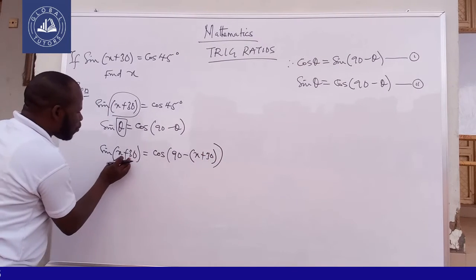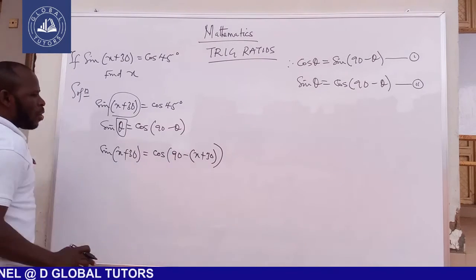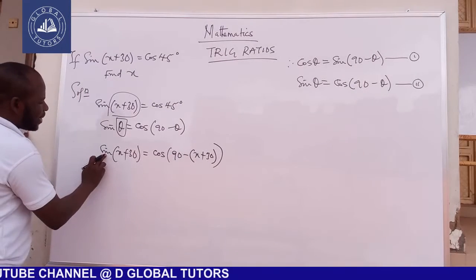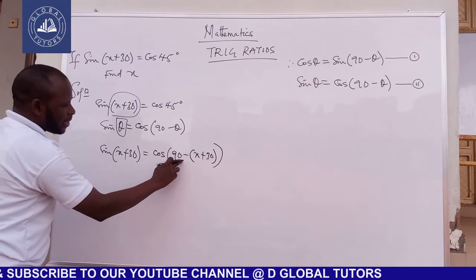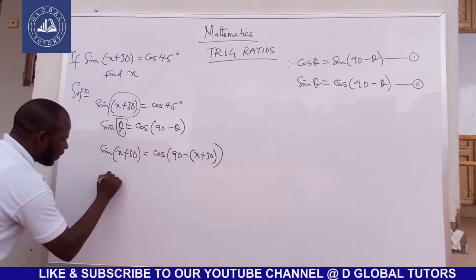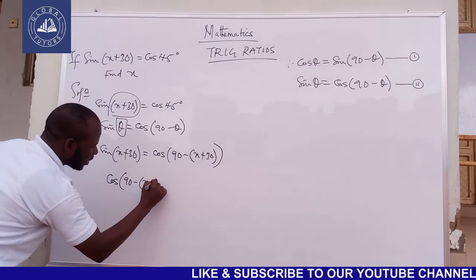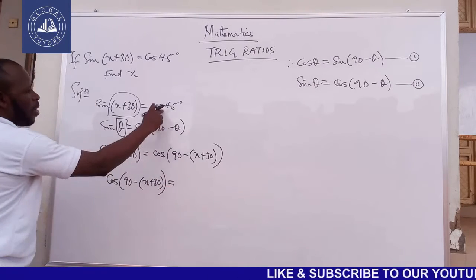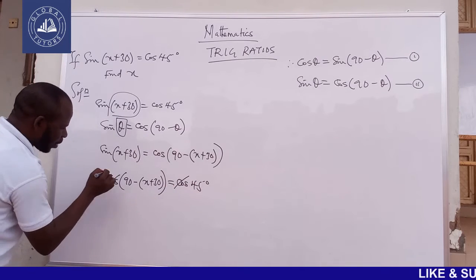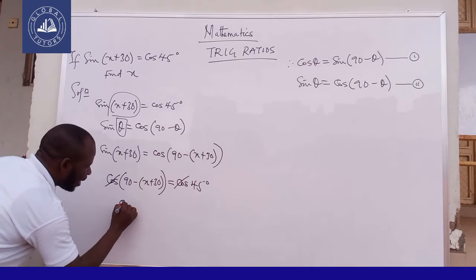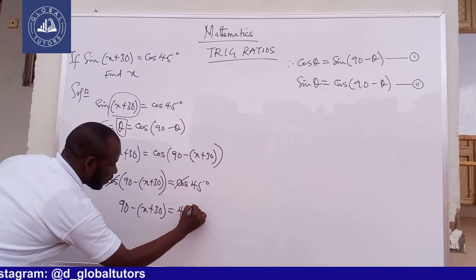Don't forget to put this expression into the bracket because this sign matters. So what are we saying now? Anywhere I see sine (x + 30), I can replace it with cos (90 minus (x + 30)). So I have cos (90 minus (x + 30)), close the bracket, equals, what's the question? Cos 45 degrees. So cos is gone. We are left with 90 minus (x + 30) equals 45 degrees.